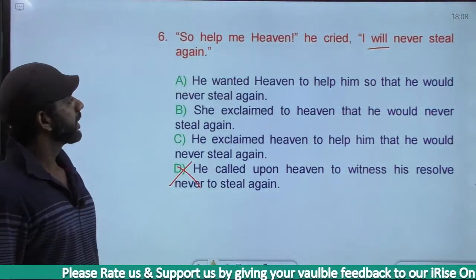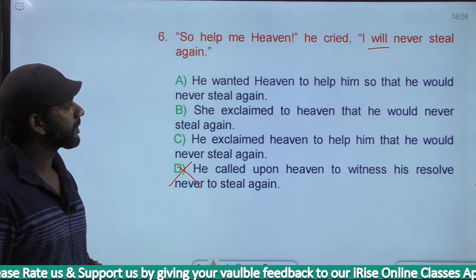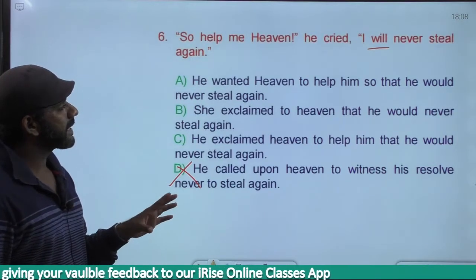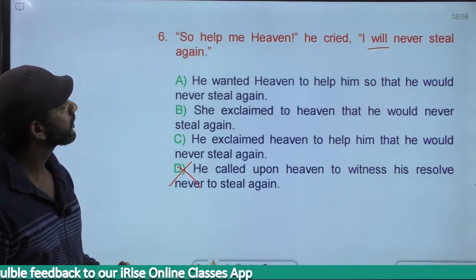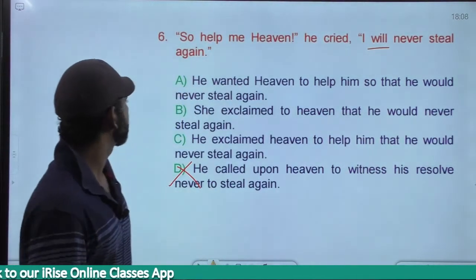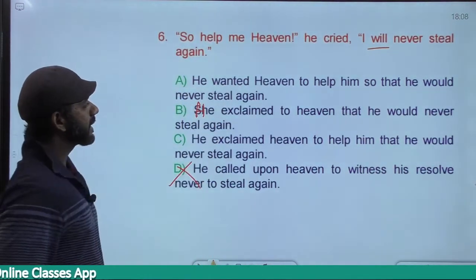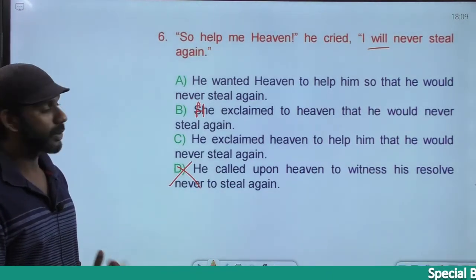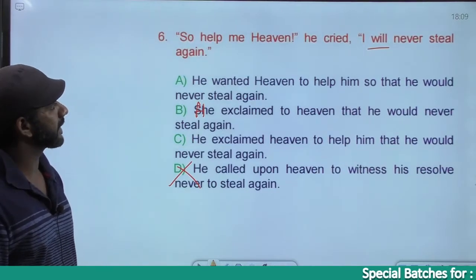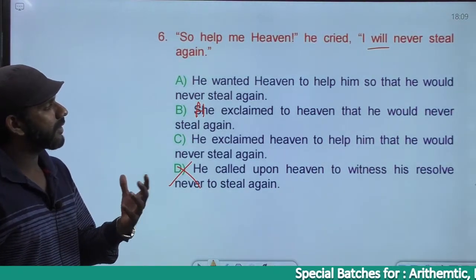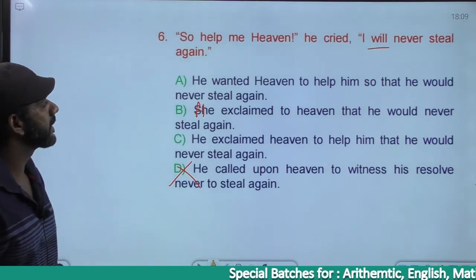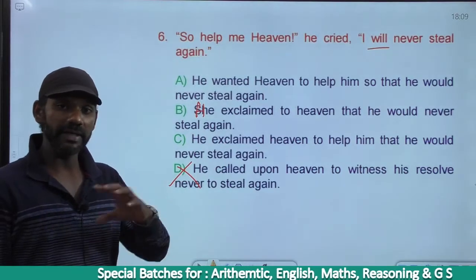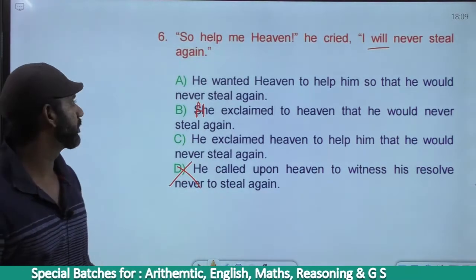Come to option A. He wanted heaven to help him so that he would not steal again. Now here, he wanted heaven to help him so that he would not steal again is wrong. That means if heaven helps him, he will not steal again. The meanings are completely different.